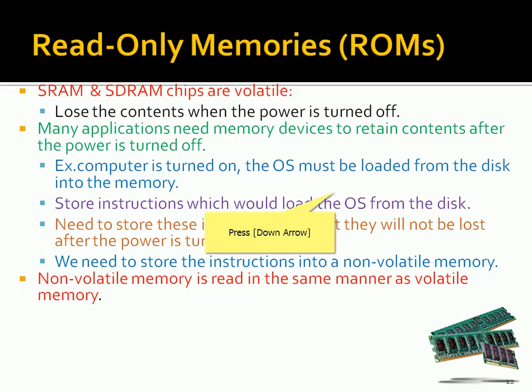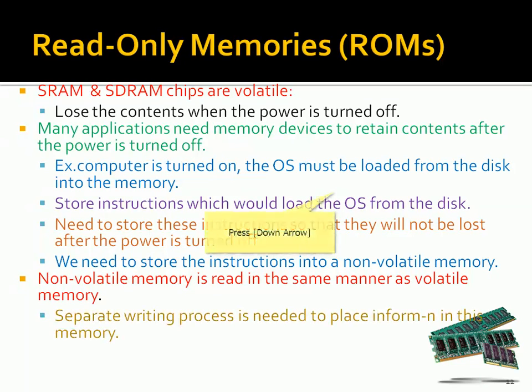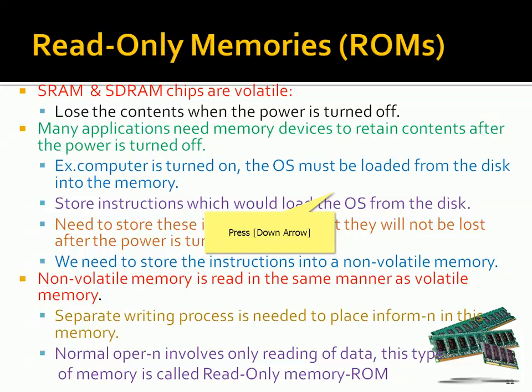Non-volatile memory is read in the same manner as a volatile memory. A separate writing process is needed to place information in this kind of memory. Normal operation involves only reading of data. So this type of memory is called read-only memory.